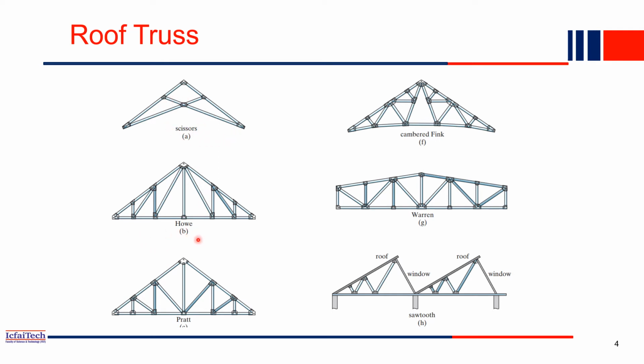Then another type is Howe. If the span length is a little bit moderate in size, then we can go with Howe type or Pratt type, or then Warren type. If the span size you want is very large, then we'll go with Warren type. Or maybe this is a sawtooth, what I mentioned, that in workshop buildings and all you may find this type of trusses. So these trusses are actually used as roof trusses.